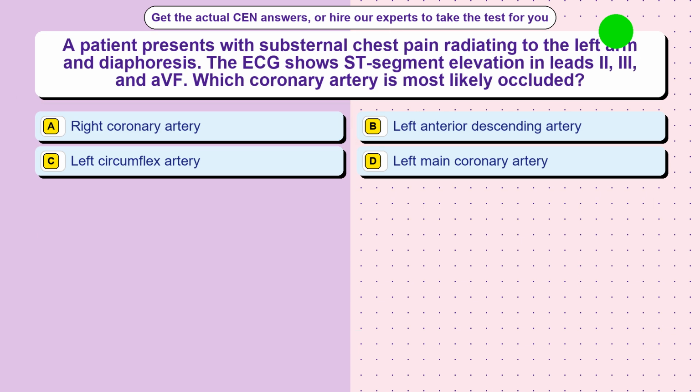Question 73. A patient presents with substernal chest pain radiating to the left arm and diaphoresis. The ECG shows ST segment elevation in leads 2, 3, and aVF. Which coronary artery is most likely occluded? Option A, right coronary artery. Option B, left anterior descending artery. Option C, left circumflex artery. Option D, left main coronary artery.